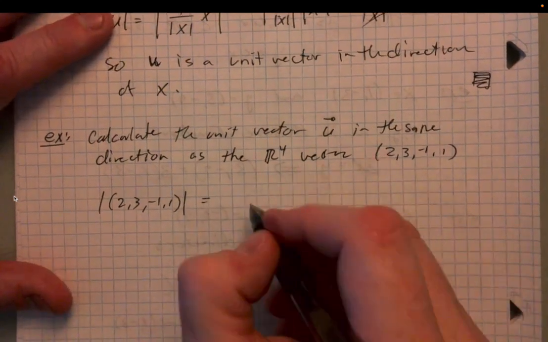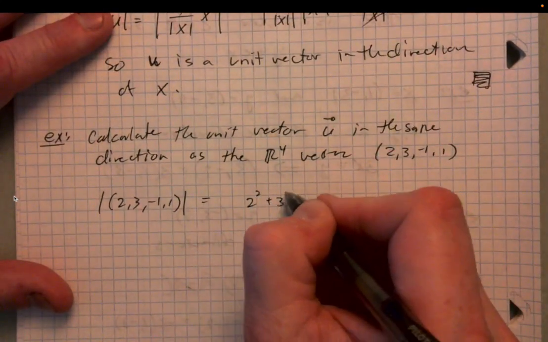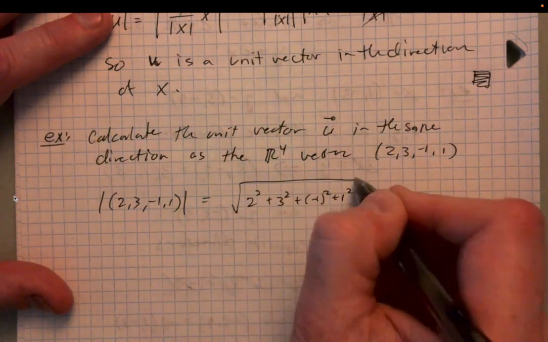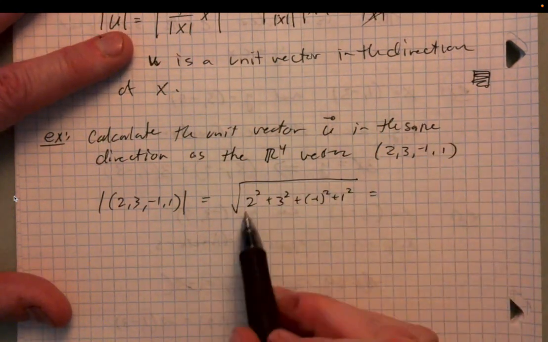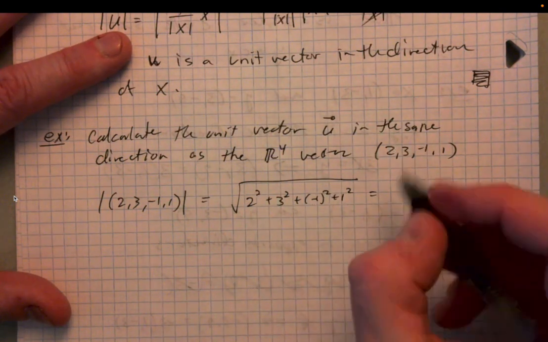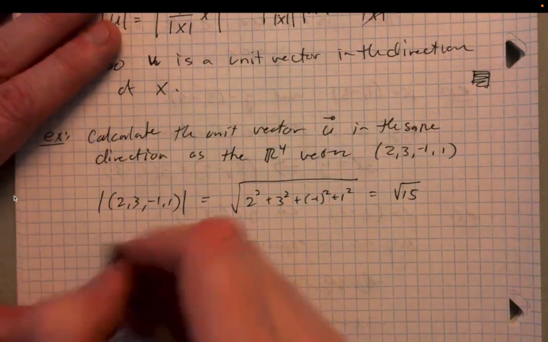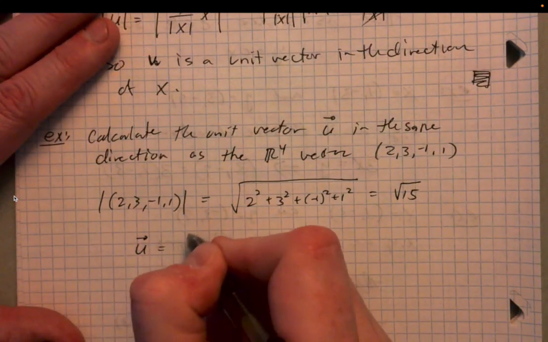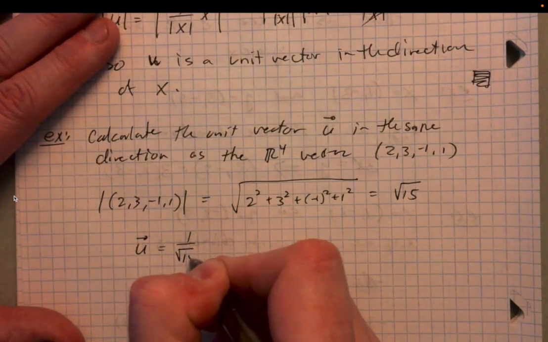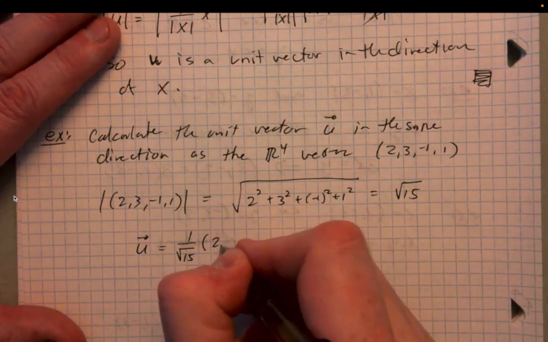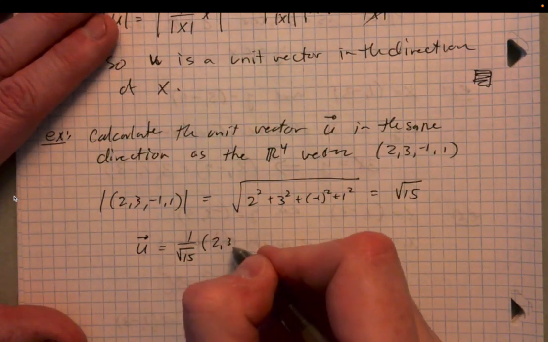Right, and that's easy to calculate. It's 2 squared plus 3 squared plus negative 1 squared plus 1 squared. Take the square root of that. And this is 4 plus 9 plus 1 plus 1, so you get square root of 15. Okay, so that means u is equal to 1 over the square root of 15 times the vector itself. When I say times, I mean scalar multiplication.